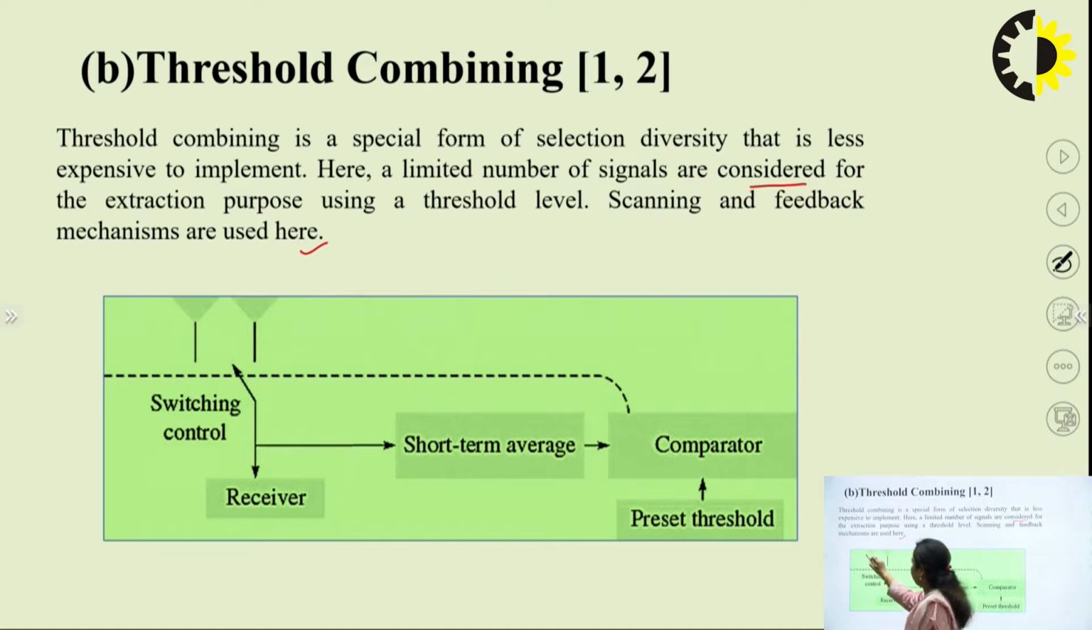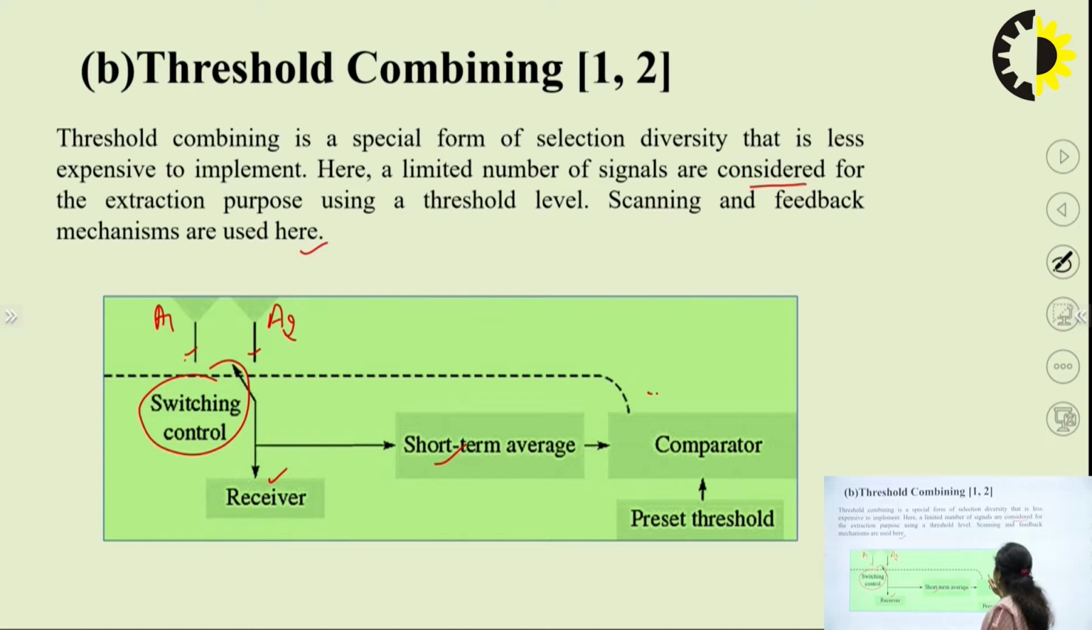Now you can see that there are 2 antennas. This is antenna 1 and this is antenna 2. The signal will be received at both these antennas, and there is a switching control connected here, which is simply a switch that will select either this antenna or this antenna. The signal is received, then this will be the receiver, and the signal will be transmitted and connected to a short term average, meaning the average of these two signals will be considered here.